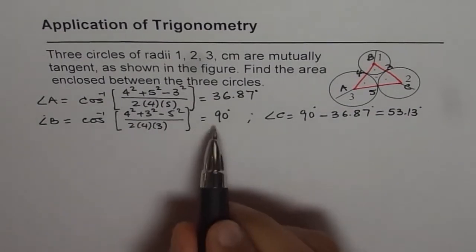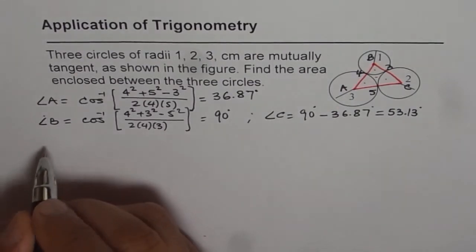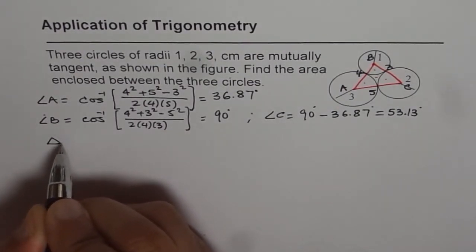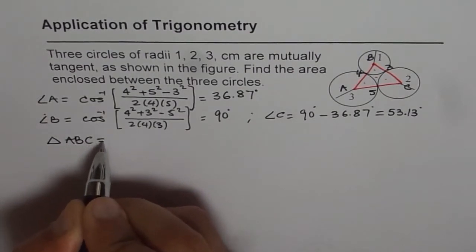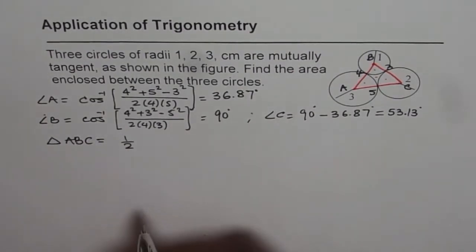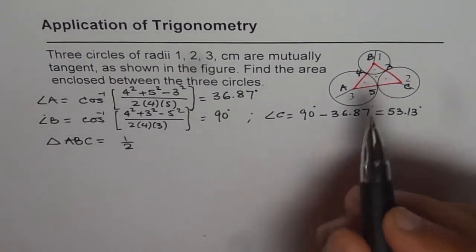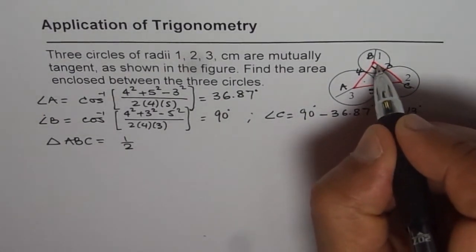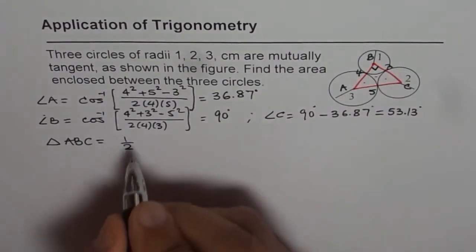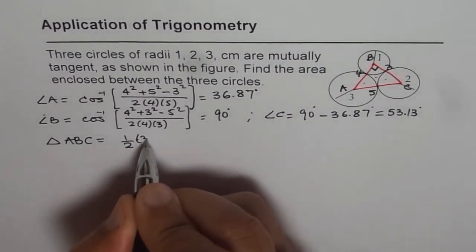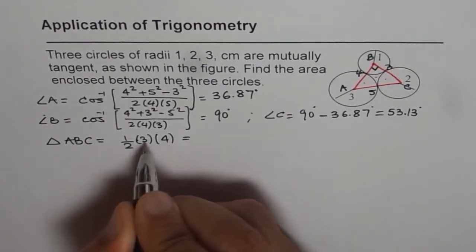Now since we know it's a right triangle, we can find the area of the triangle. So we say triangle ABC. So area of triangle ABC is equal to half base into height. Now angle B is 90 degrees for us, right? So base into height will be these two sides, 3 and 4. So half times 3 times 4. So half of 4 is 2, 2 times 3 is 6.